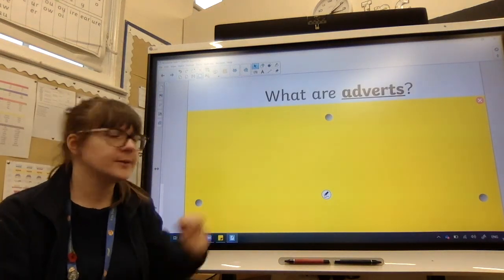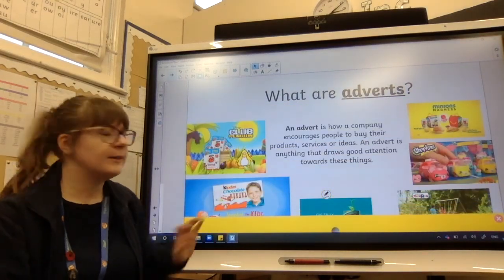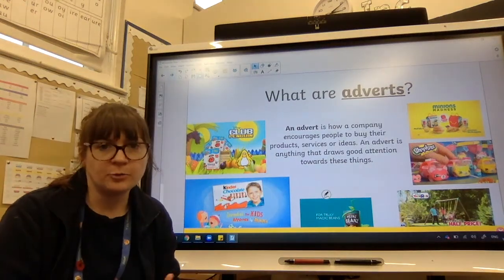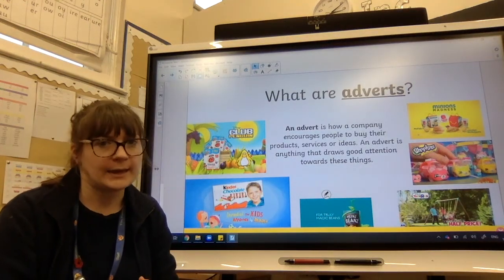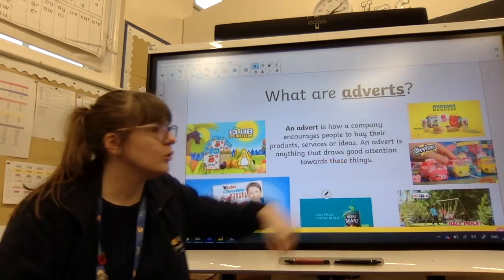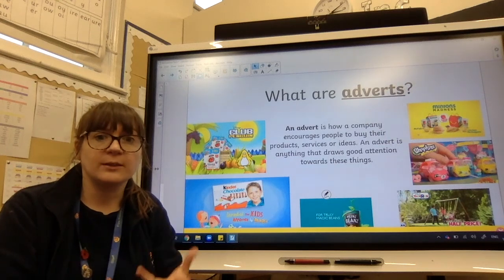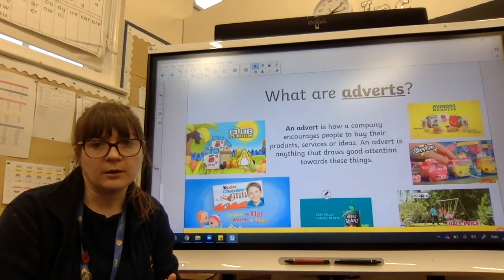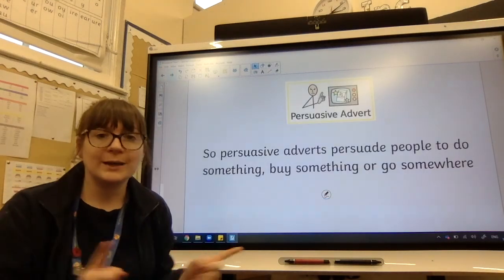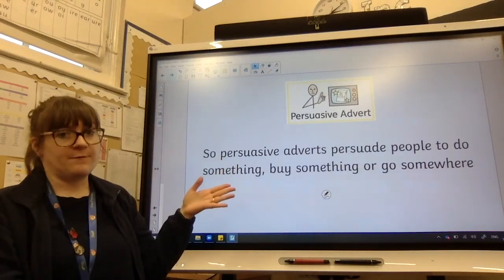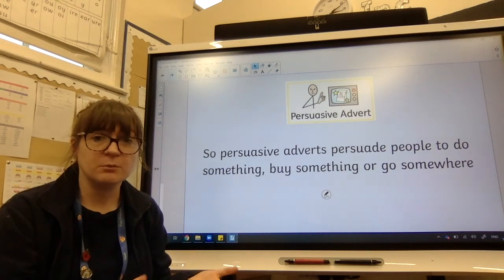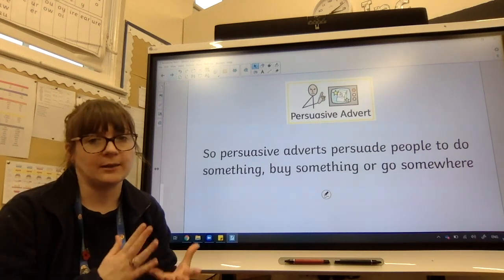What's an advert? Now, I bet you've seen lots of adverts at home. An advert is how a company encourages people to buy the things that they make. On telly, you'll have seen lots of adverts for food and toys, and by watching them, they're telling you all the good things about them that make you want to go out and buy them. So if we put those two ideas together, a persuasive advert is something that persuades people to do something by making them buy something or making them go somewhere. You're persuading them to do it.